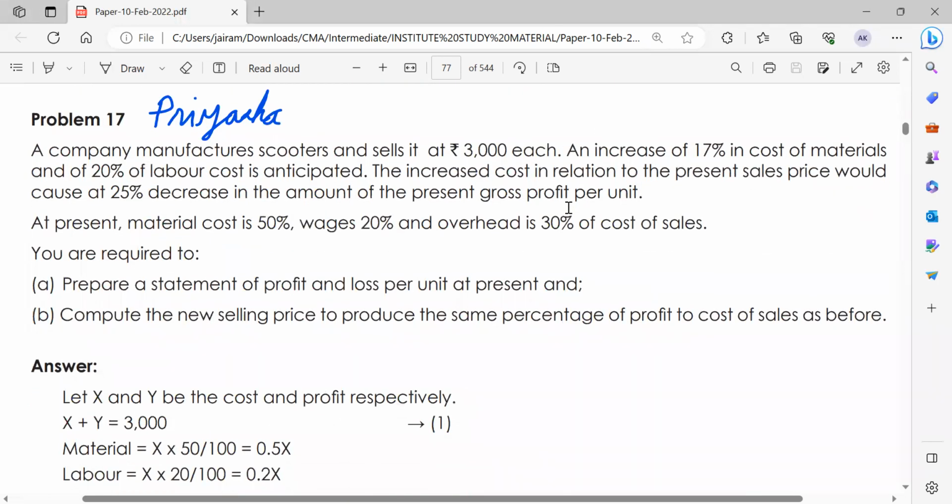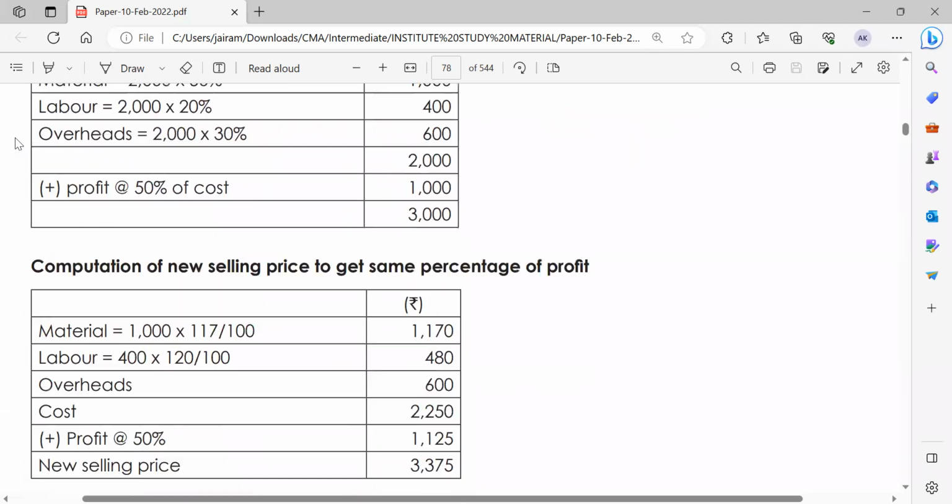Now, illustration. Next is problem 17. I have written the name of Priyanka here because she had a doubt in this problem. Today she's not attending, so I'll pick this problem up tomorrow, because it was specifically brought up by a student. I'll do your problem 17 tomorrow.